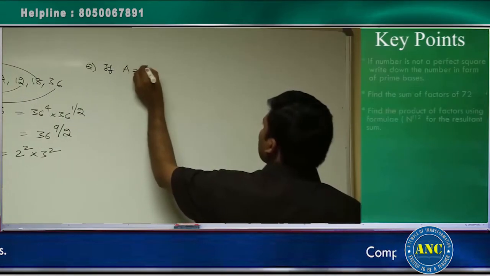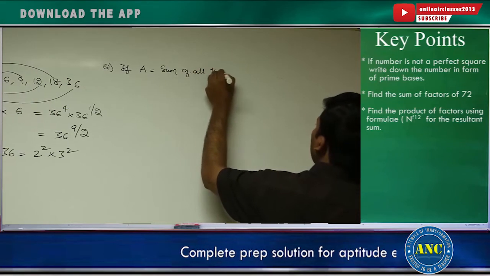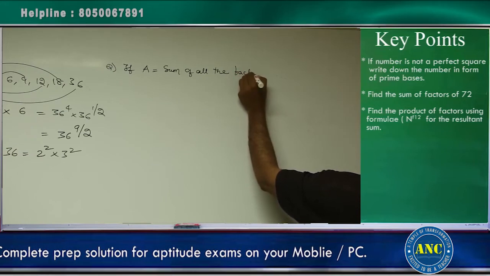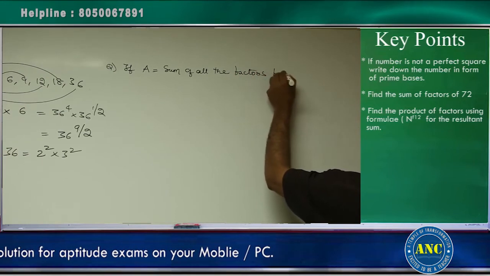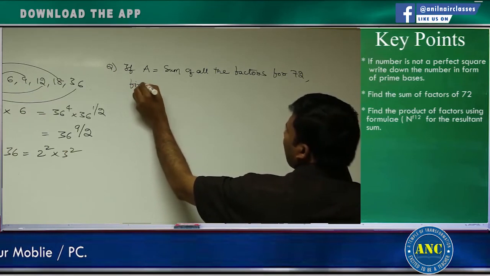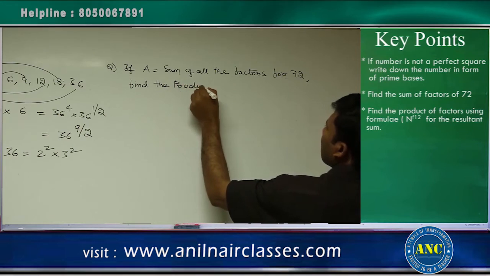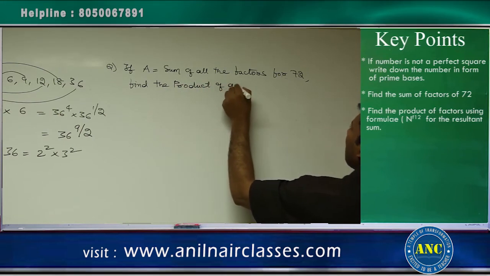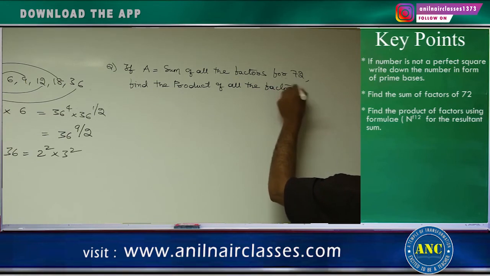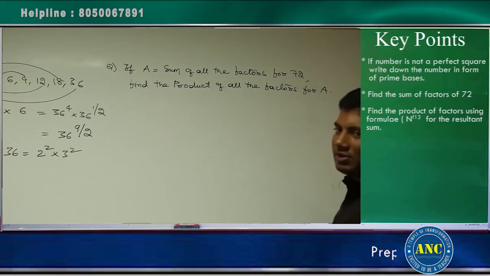Capital A is nothing but the sum of all the factors of 72. If capital A is the sum of all the factors of 72, find the product of all the factors for A.